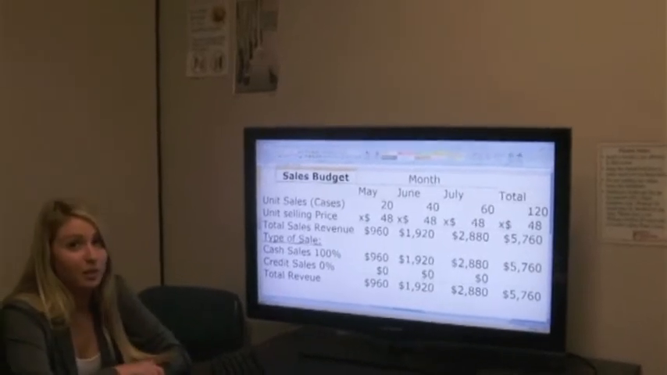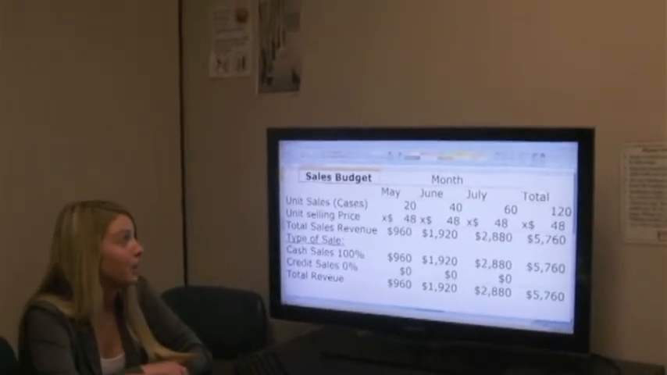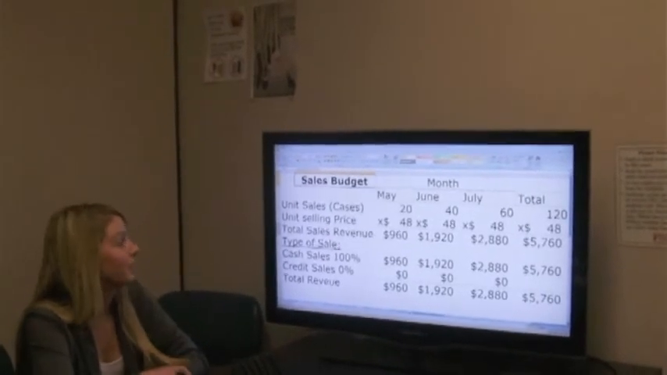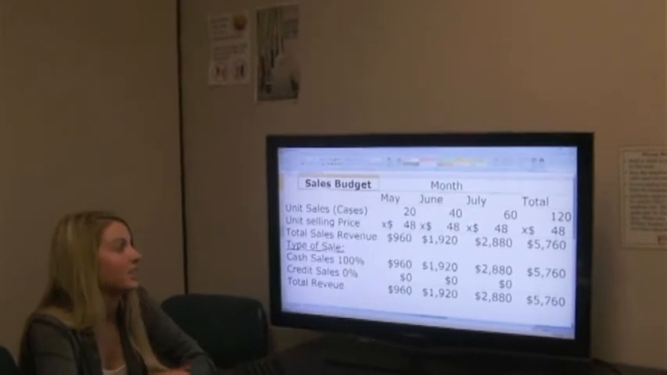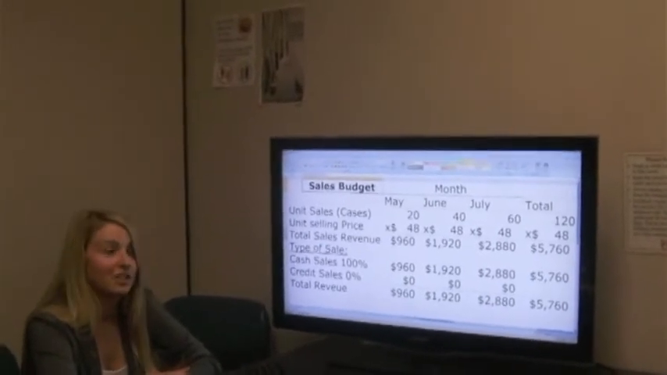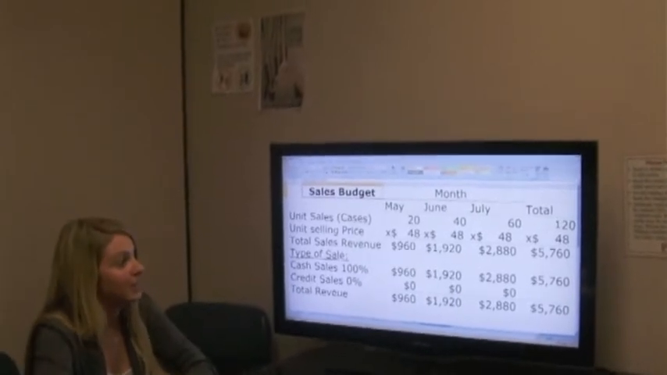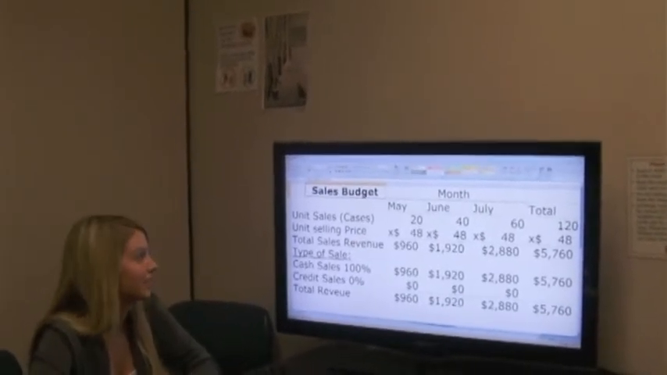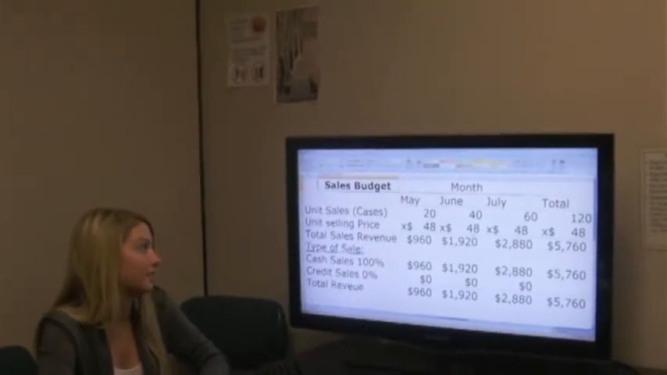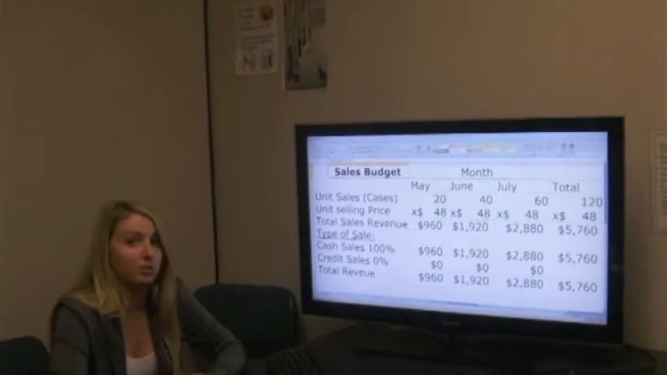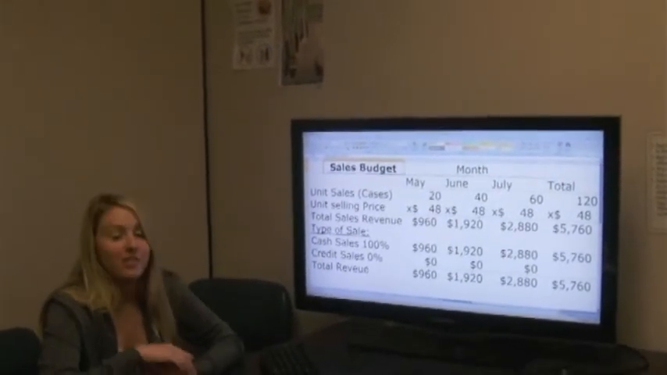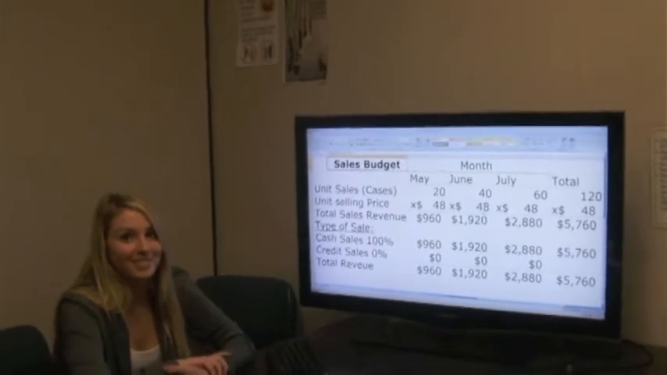We are selling the water bottles for $2 a water bottle, so we'll make a profit of $48 for each selling price. And the total sales revenue for May will be $960, June $1,920, July $2,880, and there will be a total of $5,760. And since we only accept cash sales and no credit sales, the total cash sales will also be $5,760, and total revenues will be $5,760.